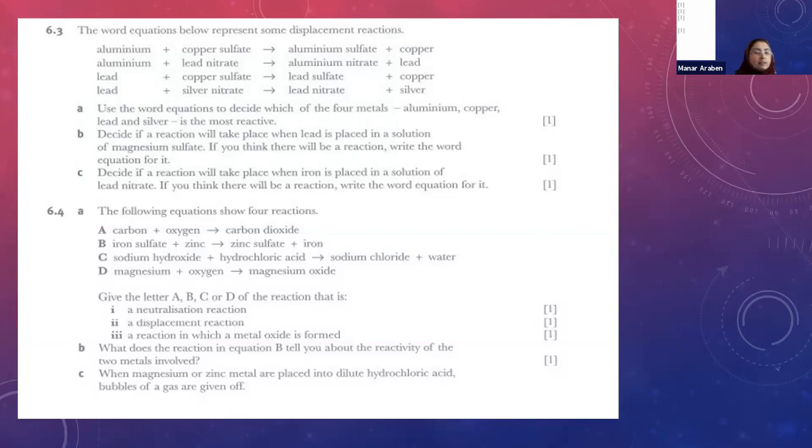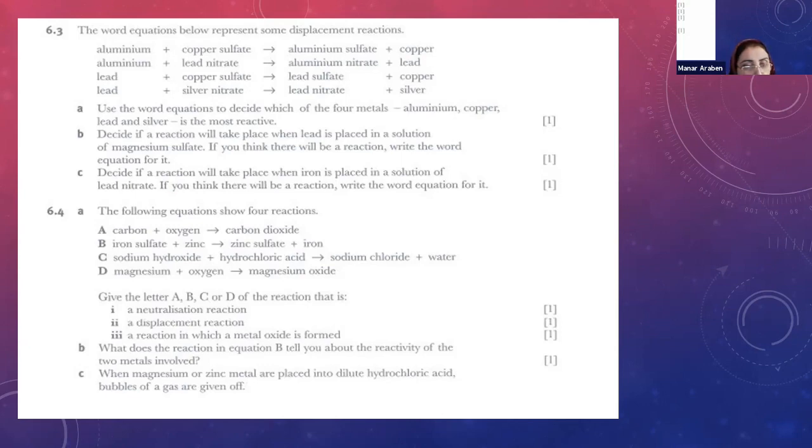Zinc. That's why zinc displaced iron, because it's more reactive. Tell me about the reactivity of zinc and compare it with iron. Which one is more reactive than the other? Zinc is more reactive than iron. Excellent. Okay. Question C.